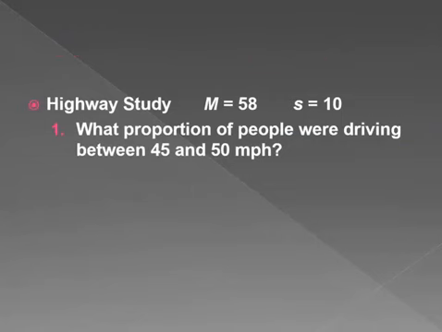Right now we're looking at the proportion of people driving between 45 and 50 miles per hour. So again, pause the video. I'll give you a hint. Everything that we just did for the previous example of 70 to 80 miles an hour, we're going to do the exact same thing, except now we're looking at the proportion traveling between 45 and 50 miles per hour. So pause the video, try and figure it out on your own, and when you come back, I'll give you the answer.